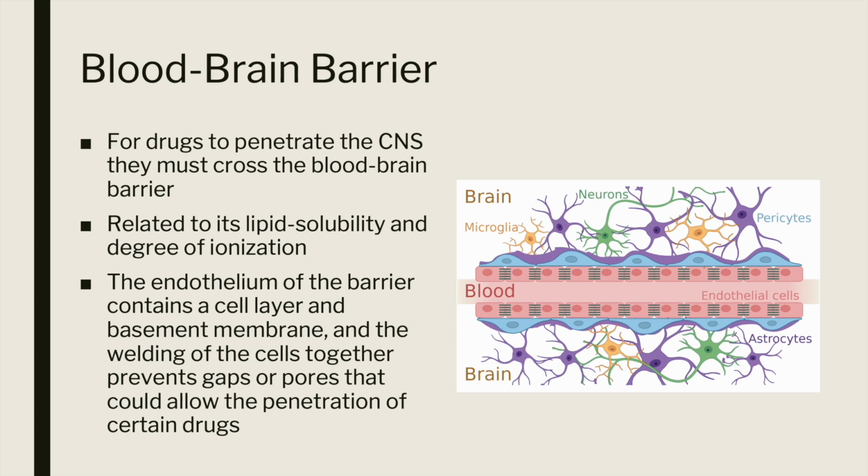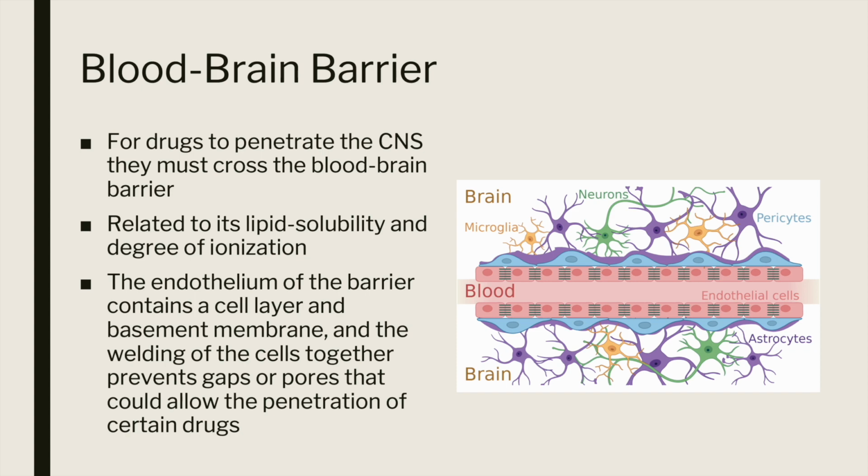Now let's talk a little bit about the blood-brain barrier. It's really difficult for things to cross the blood-brain barrier. So in order for a drug to penetrate the central nervous system, it has to cross that blood-brain barrier. How likely this is going to be is related to its lipid solubility as well as its degree of ionization. And for most drugs, the way something's able to cross a membrane is the same thing: lipid solubility and its degree of ionization. It's the same for the blood-brain barrier.